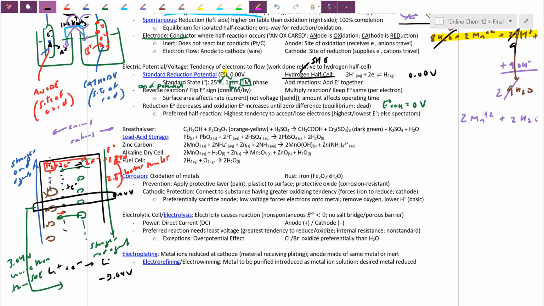There are some examples in your workbook here. A breathalyzer test. A breathalyzer test takes chromium from a +6 state, an orangey yellow color, down to a chromium +3 state. Now +3 is dark green. This one here is our beverage, the alcohol we drink, which is ethanol.